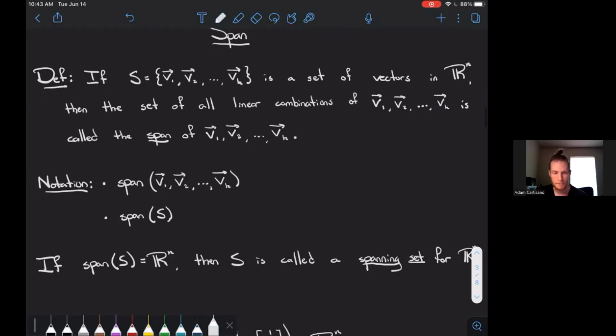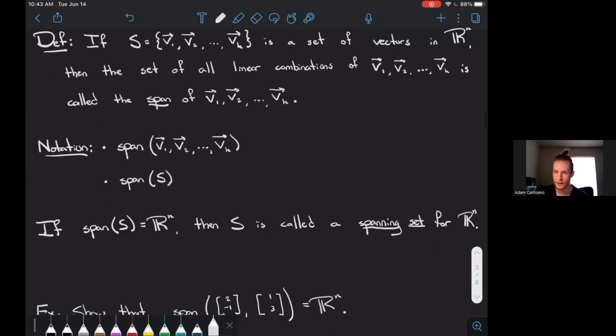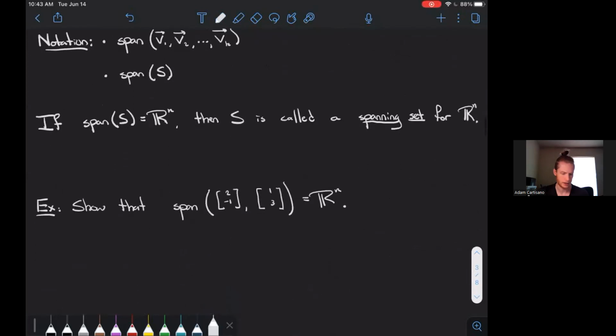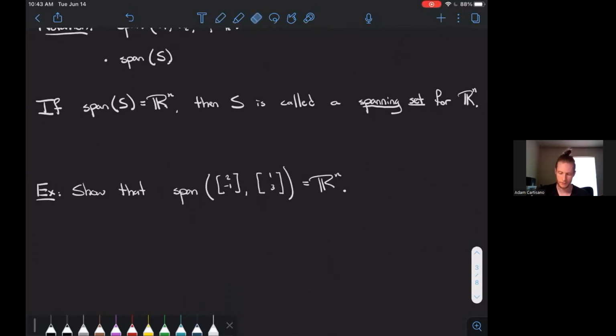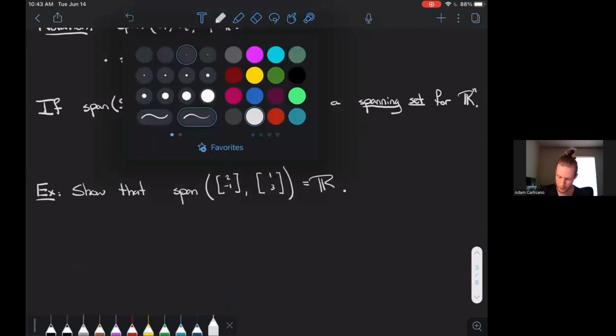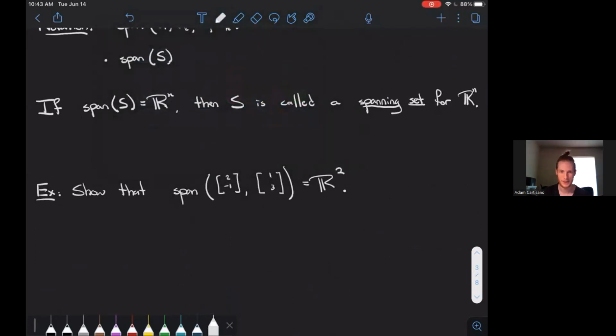By the way, if the span of a set of vectors in Rn is all of Rn, then we call that set of vectors a spanning set. Okay, so let's do an example, although this example already has an error. The span of these two vectors is R2, not Rn. Okay, Rn, that's not going to work.